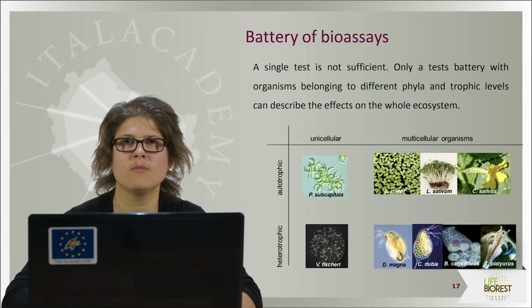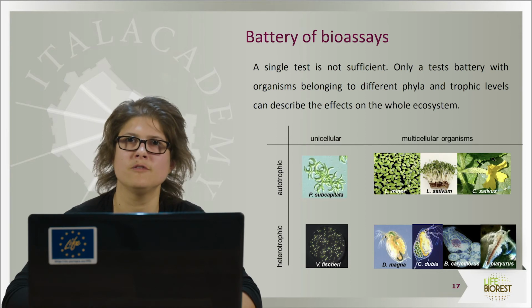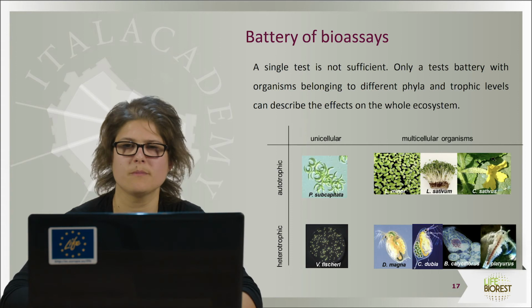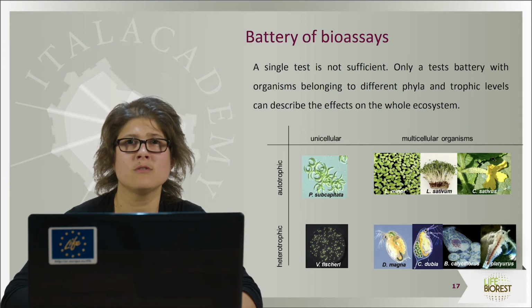We should choose among organisms belonging to different phyla and different trophic levels. For instance, it would be perfect to select both unicellular and multicellular organisms, as well as autotrophic and heterotrophic organisms. However, different organisms and different endpoints do not always give coherent results. Each organism has its own sensitivity to pollutants, and so the response associated with the exposure to a sample is strictly dependent on the specific organism used and the specific endpoint analyzed.